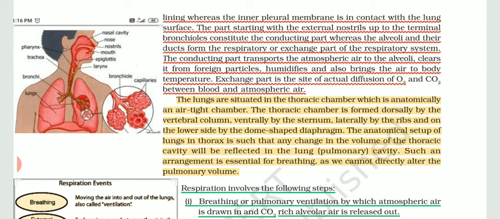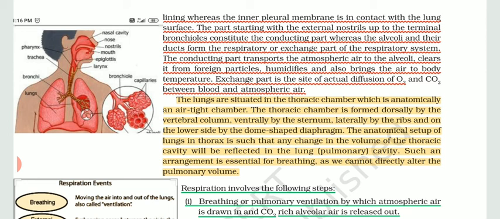So the first part, that is the conducting part, what are the different roles? Number one, it is just a pathway. Number two, it humidifies the air that is coming from the surrounding, and it also brings the air to body temperature. Suppose it is a winter season and everywhere there is fog, right?